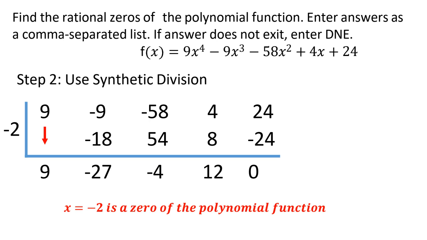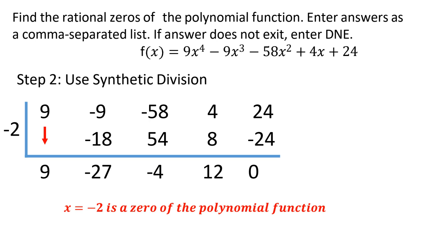So after doing synthetic division, let me just review the synthetic division. I brought down the 9. -2 times 9 is -18. -9 plus -18 is -27. -2 times -27 gives me the positive 54. -58 plus 54 is -4. -2 times -4 is a positive 8. -4 plus 8 is 12, and -2 times 12 is -24, and 24 minus 24 gives me my 0. Yes? Okay, so I hope all of you are experts in synthetic division. So here we see that I have a 0 at x equals -2.